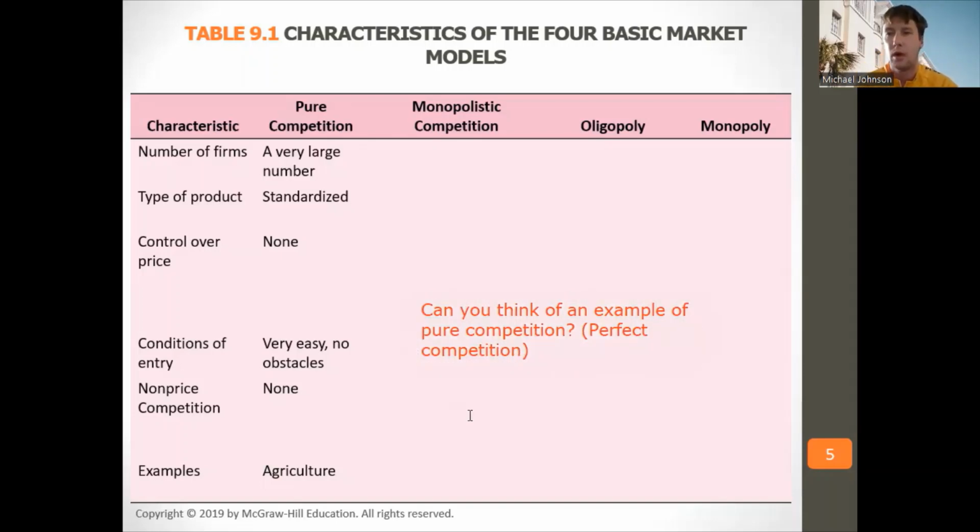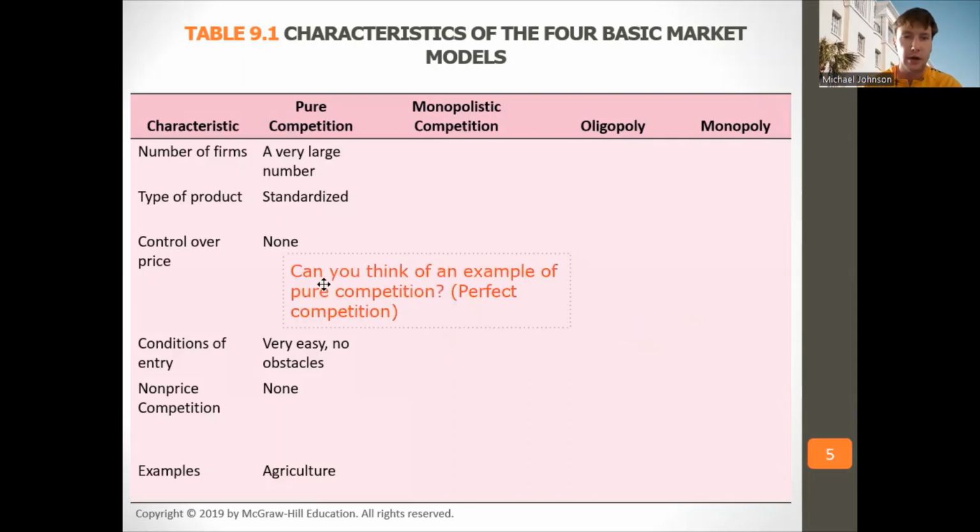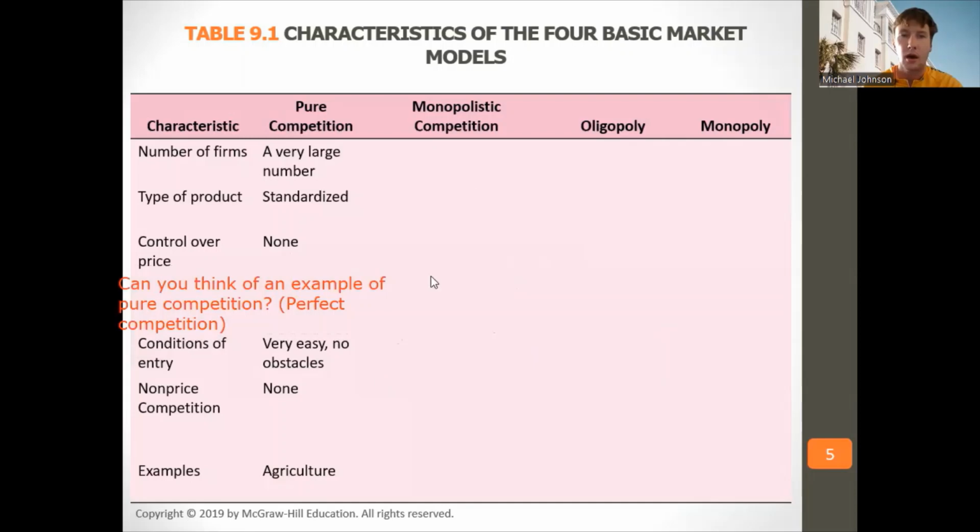So what type of industry would match the description of perfect competition? Opening a retail store, for example, or a convenience store. Yeah, exactly. You got it. That's great. That's a perfect example.